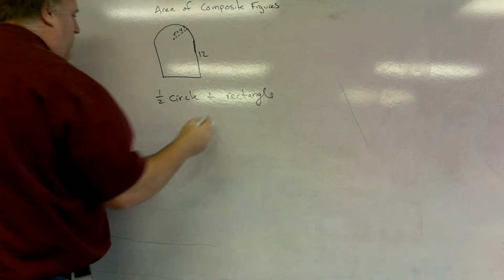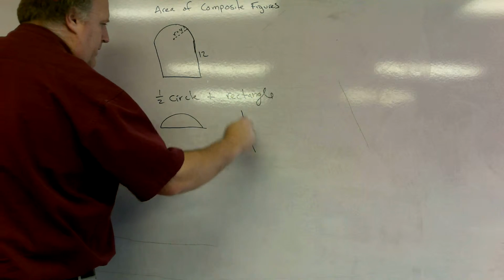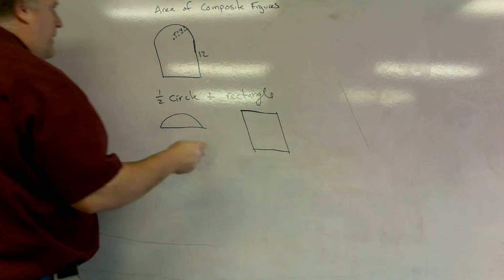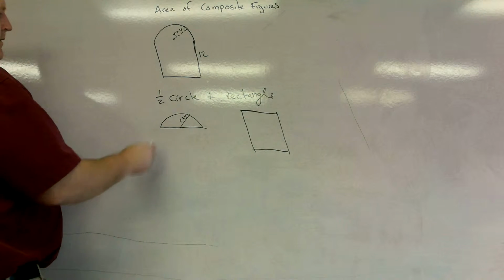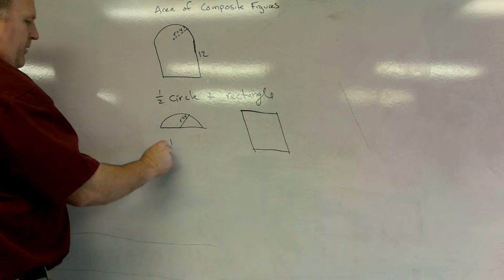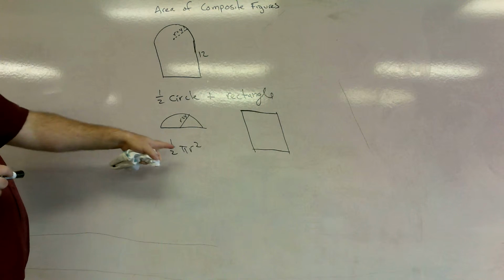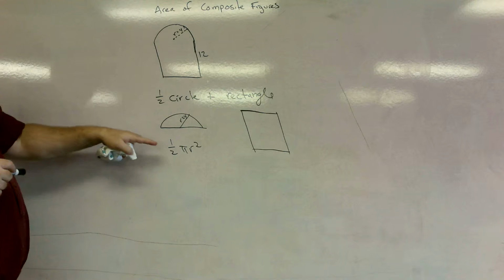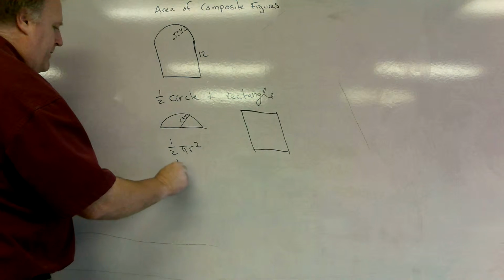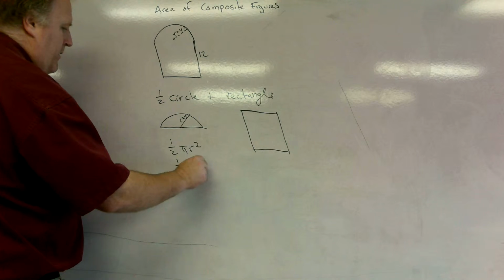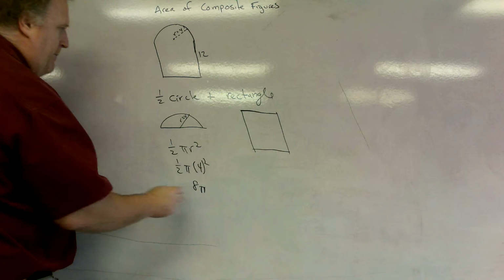Okay, so the half circle is right here, and the rectangle is right here, and it tells us that the radius is 4. Okay, so if it's a half circle, we're going to do half pi times radius squared, because pi times radius squared would be for a full circle, and for a half circle or a semicircle, we take half of that. So it's 1/2 pi times 4 squared. 4 squared is 16, half of 16 is 8, so this is going to be 8 pi.